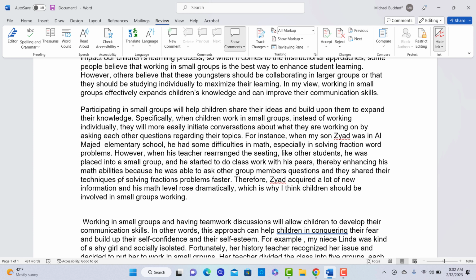Now, he was able to ask other group members questions, or other questions to other group members. So this is an indirect object shift here. We kind of have an indirect object and a direct object. That's why I'm going to keep both of these plural. So he was able to ask other group members questions, and they shared their techniques of solving fraction problems faster.